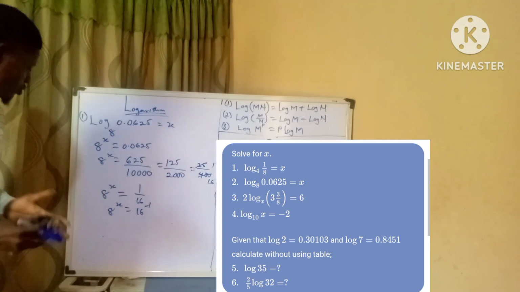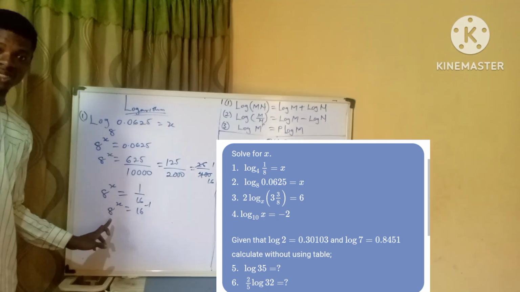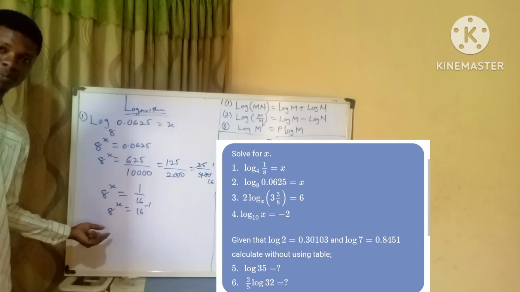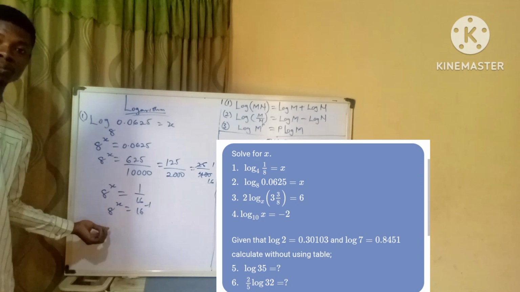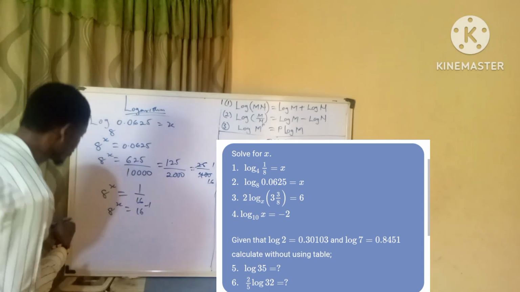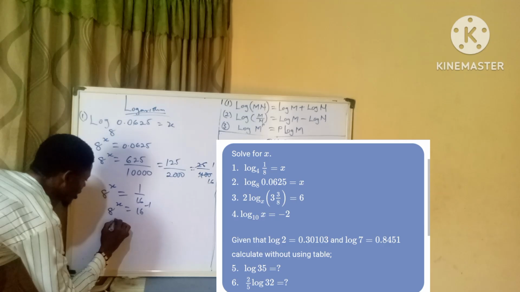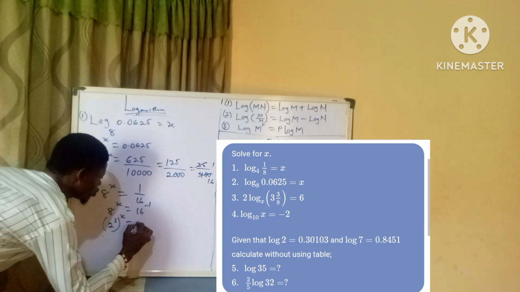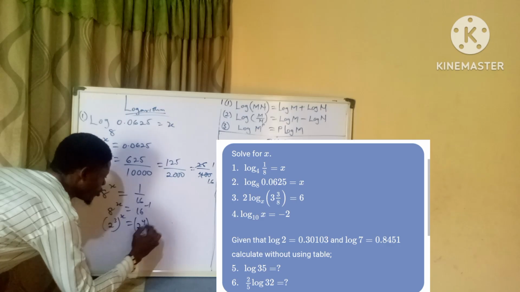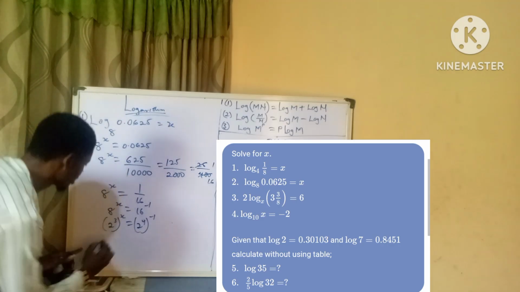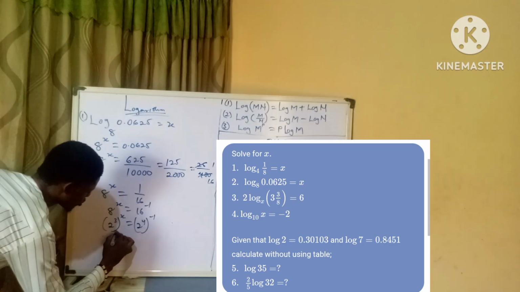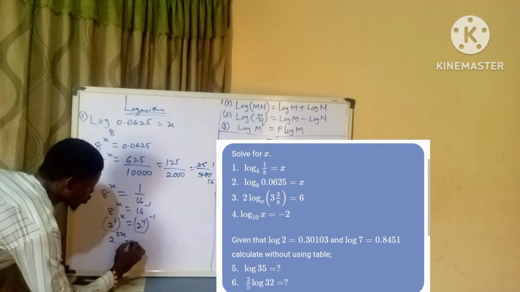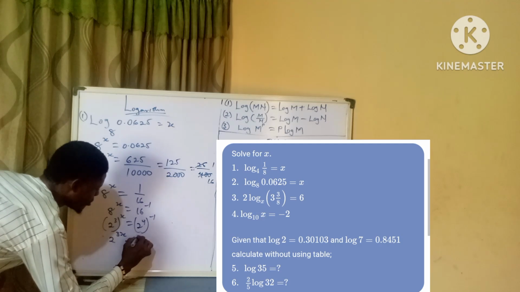Isn't it? But they are not of the same base, so we cannot compare the power yet. So we need to take them to the same base. So what can we do? Let's take them to base 2. Base 2 is common. 8 will give you 2 raised to power 3x. And this will give you 2 raised to power 4 minus 1. Which means this is 2 raised to power 3x equals 2 raised to power minus 4.